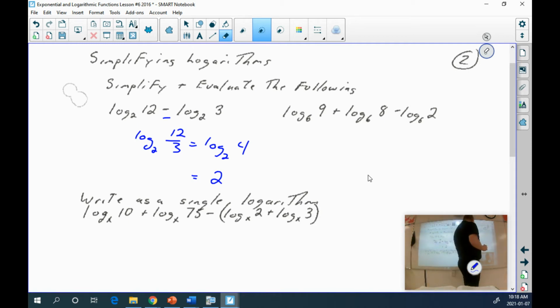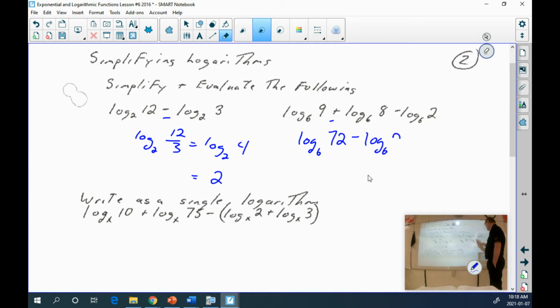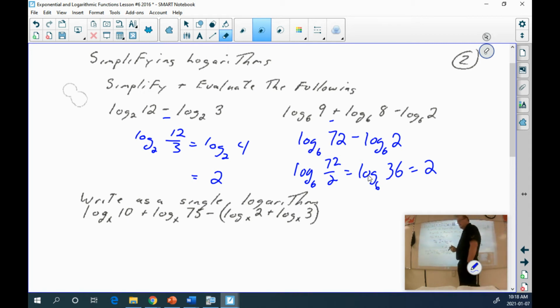When you do something with multiples, if they were all addition, it'd be perfectly fine to do it in one step, but they're not. We have 2 additions and 1 subtraction. So I'm going to work from left to right. We have a plus sign. Log base 6 of 72, 9 times 8. And I'll just bring that guy down. And now take log base 6 of 72 over 2. Log base 6 of 36, which is 2. So that entire long statement broke down into one number.